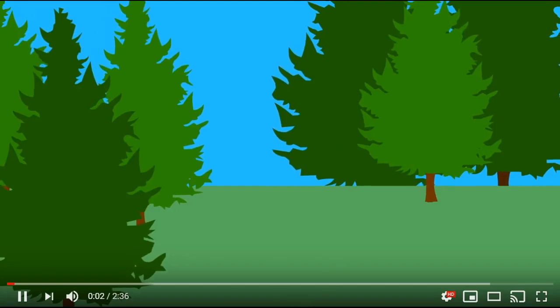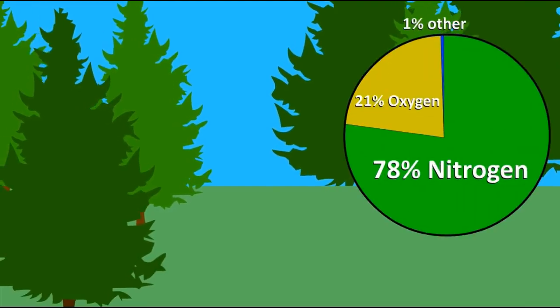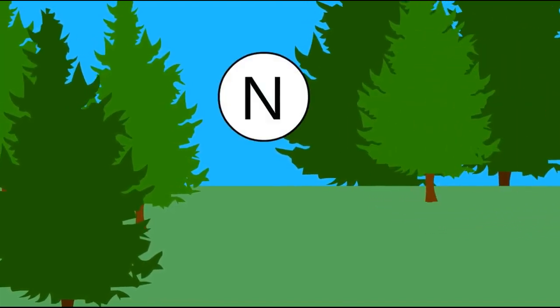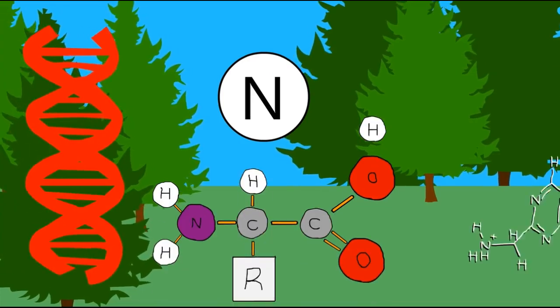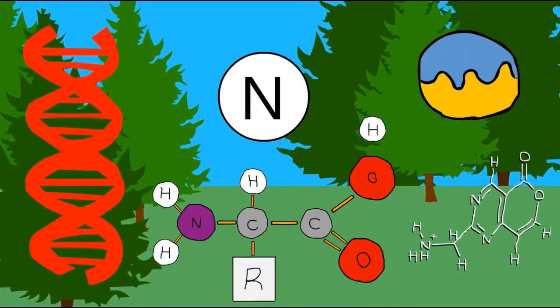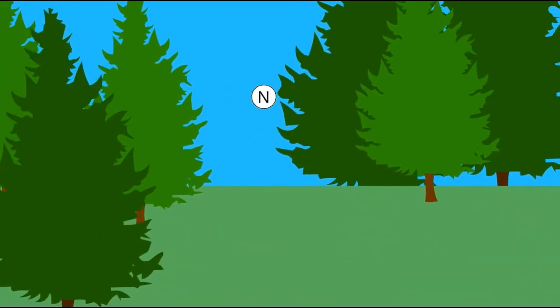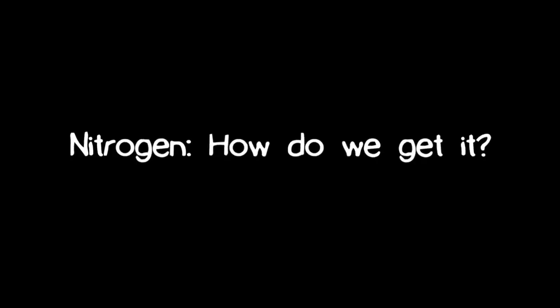Know that the air we breathe is made up of 78% nitrogen. It must be absolutely essential for life, right? Well, absolutely. Nitrogen makes up all living things' DNA, amino acids, proteins, and even enzymes. Nitrogen is really important. Oddly enough, though, we don't get the nitrogen we need from the air. So how do we get it?